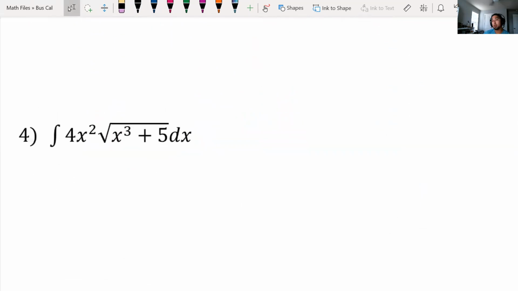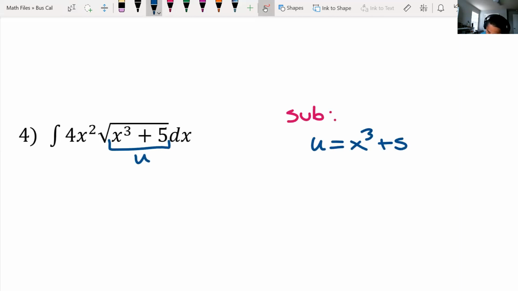4. Integral of 4x squared times the square root of x cubed plus 5. What looks more difficult, 4x squared or x cubed plus 5? X cubed plus 5. There's our u. Sub u equals x cubed plus 5. And now du equals 3x squared dx.